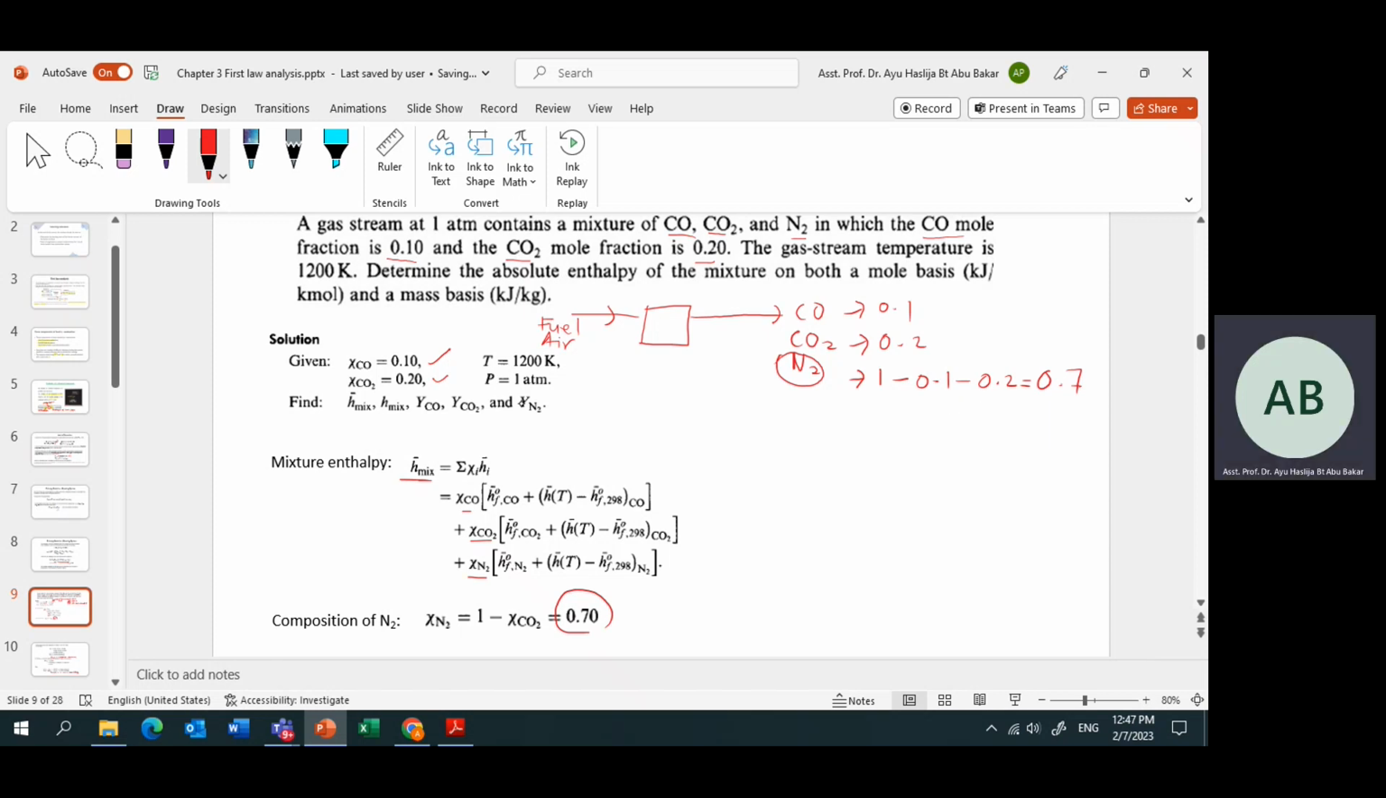Temperature given is 1200 Kelvin. Okay, at 1 atm. T given 1200. Okay, it asks you to determine the absolute enthalpy of the mixture, H mix, on both a mole basis and mass basis.